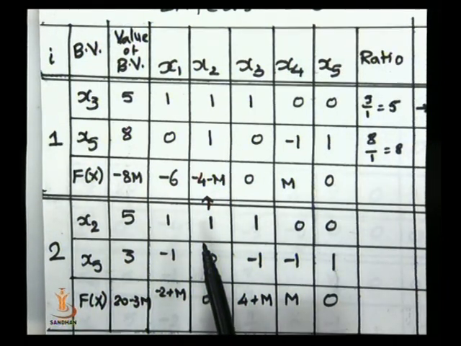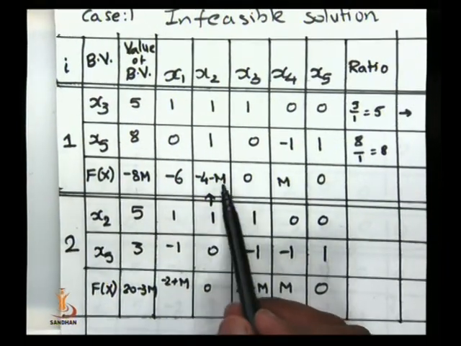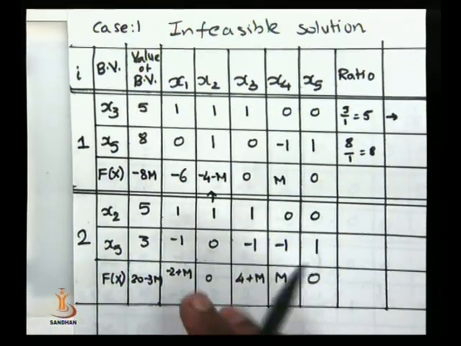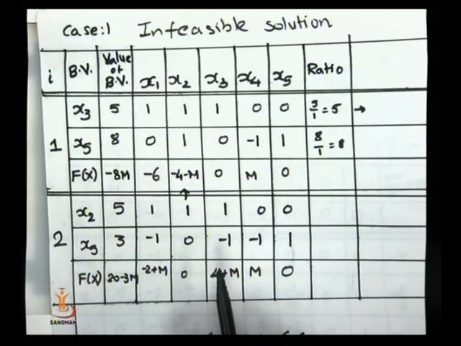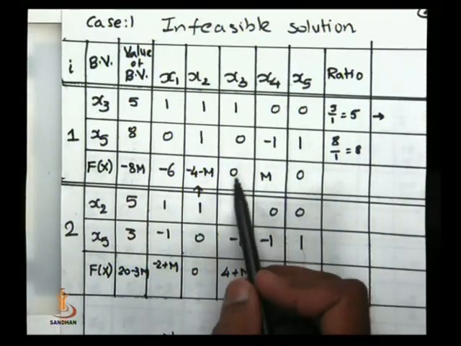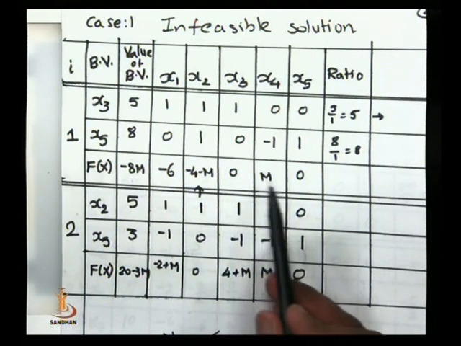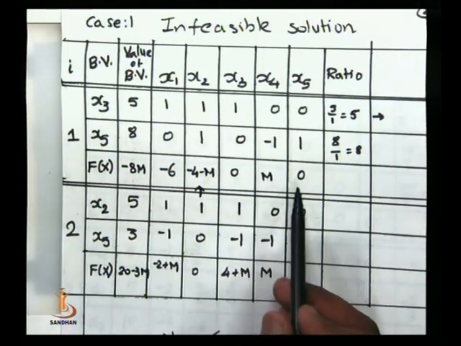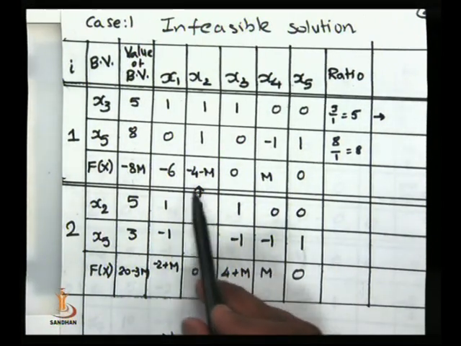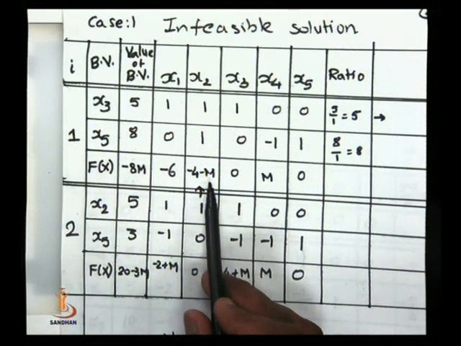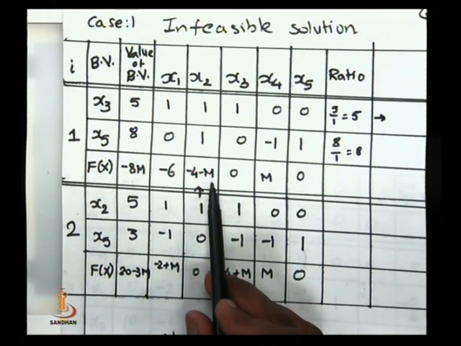Here we apply the Big-M method. Big-M method is nothing but a simplex method. One has to write the function like this, and then we observe these cost coefficients. If all cost coefficients are positive or non-negative, we stop the process in simplex method. Here M is a penalty, so M is a very large number.